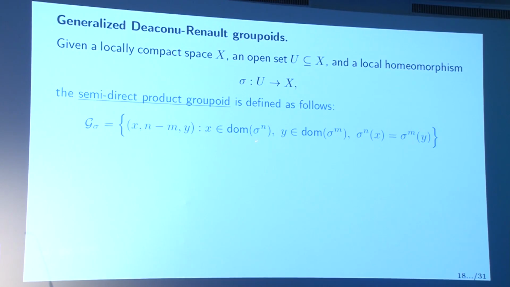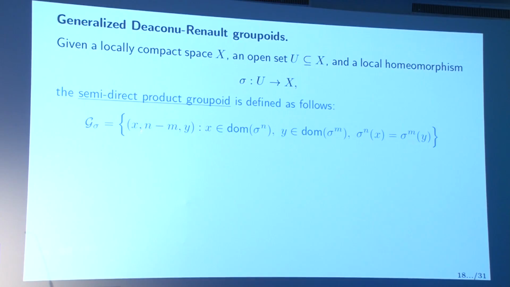So in particular, we can speak of the domain of sigma sub n, which is the set of all elements where you can iterate at least n times. So take the triples (x, n minus m, y), such that x is in the domain of sigma n, y is in the domain of sigma m, and sigma n x is equal to sigma m y. So if you know the definition of the transformation groupoid, you should look at this equation at the end here as if it said that sigma n minus m of x is y. You cannot say that because sigma is not injective. But if you erroneously brought sigma to the minus n here, then you have the impression that the integer n minus m is mapping x to y.